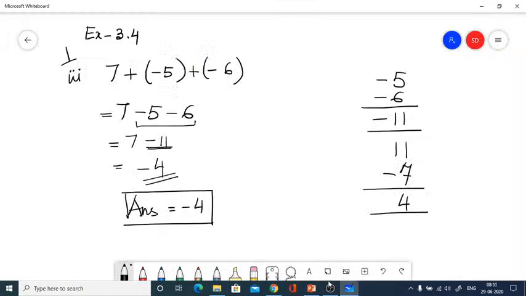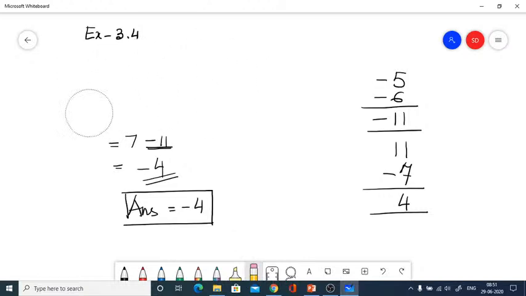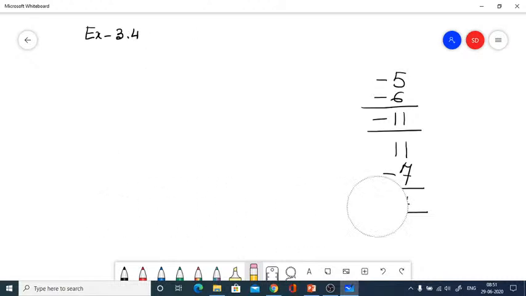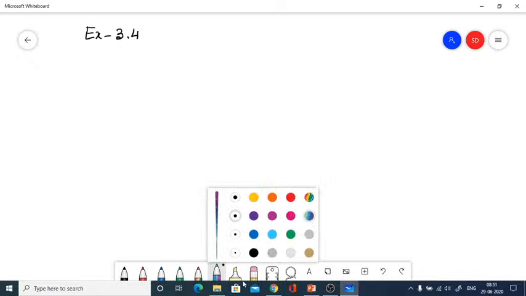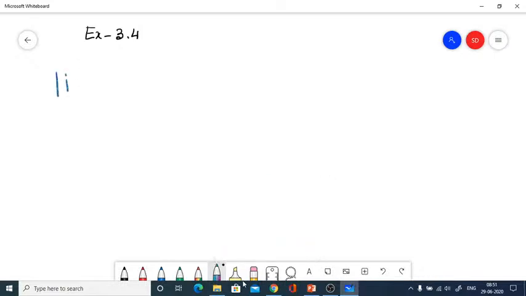This one was 1 subpart 3. I will do one more, 1 subpart 4 for you. I will write in a different type of color. Okay, you will enjoy. 1 subpart 4. 6 minus 3 minus of minus 5.